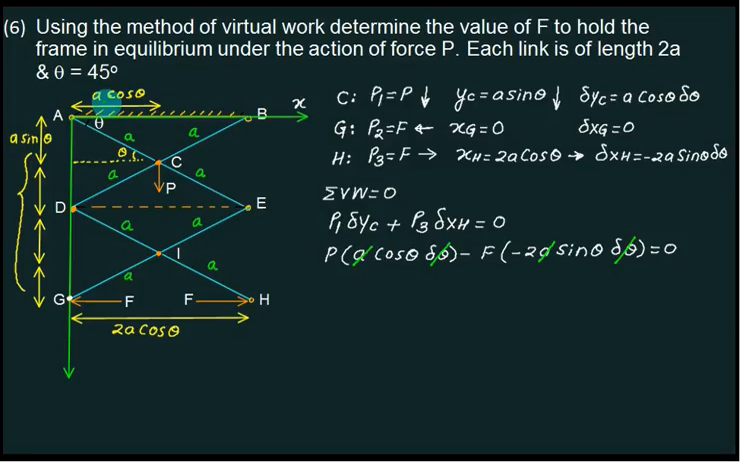And recall that theta was given as 45. And cos 45 is the same as sin 45. So you are left with P minus 2 times F equals 0, since this one is plus. So F is equal to P divided by 2. You want to find out P or you want to find out F? F. So it is half of it.